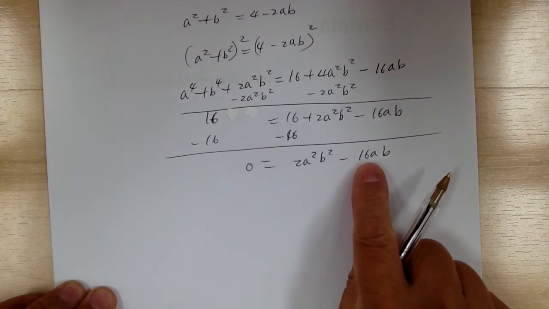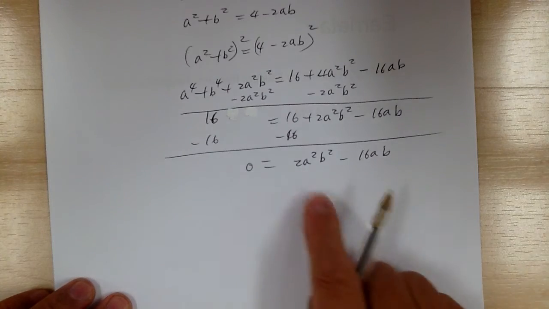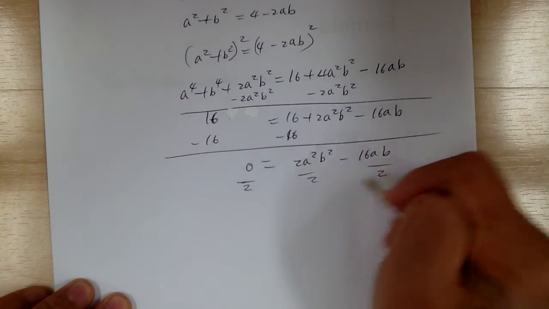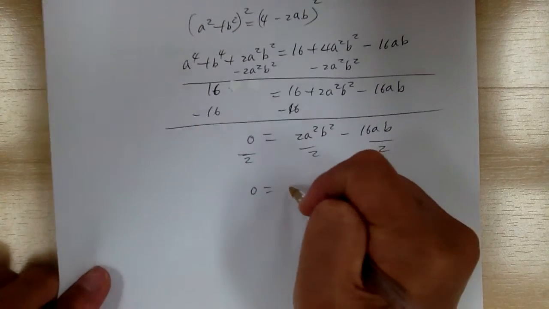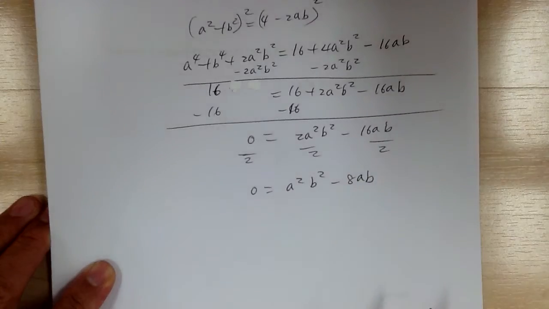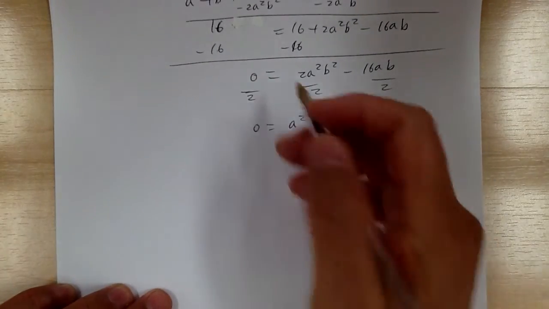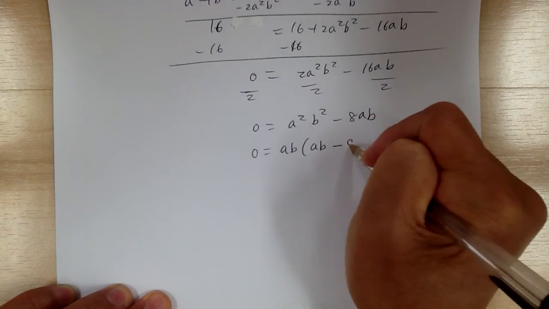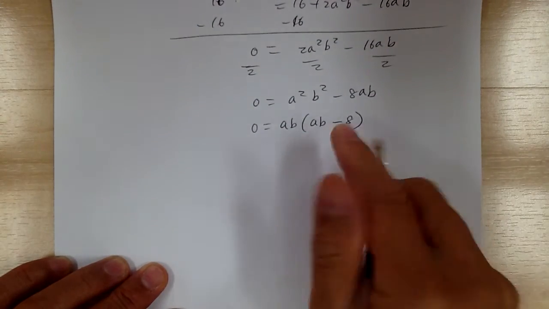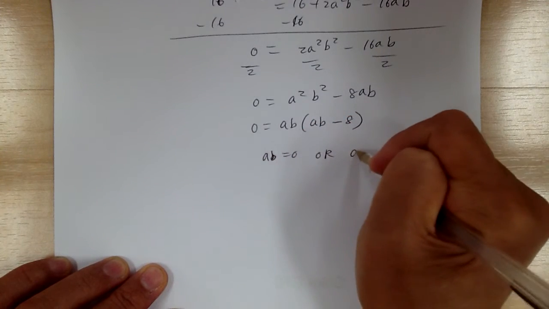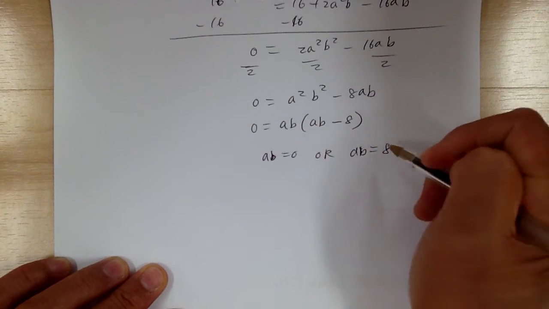Well, it turned out nice because it's factorable. But before we do that, let's go and divide by 2 to lower the numbers. So 0 equals a squared b squared minus 8ab. Then we can factor out the ab. And so from here you can see that ab is equal to 0 or ab equals 8.